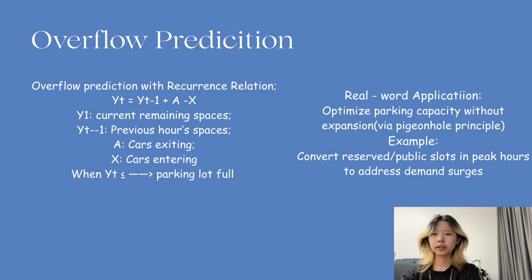Moreover, overflow prediction can be done by applying a recurrence relation. This can be done with the formula y_t = y_(t-1) + a - x. This means the remaining space this hour equals last hour's space, plus cars leaving, minus cars entering. The value of y_t will decrease every hour until it is less than or equal to 0. This means that the parking lot is full and cars will start queueing outside. This is overflow.